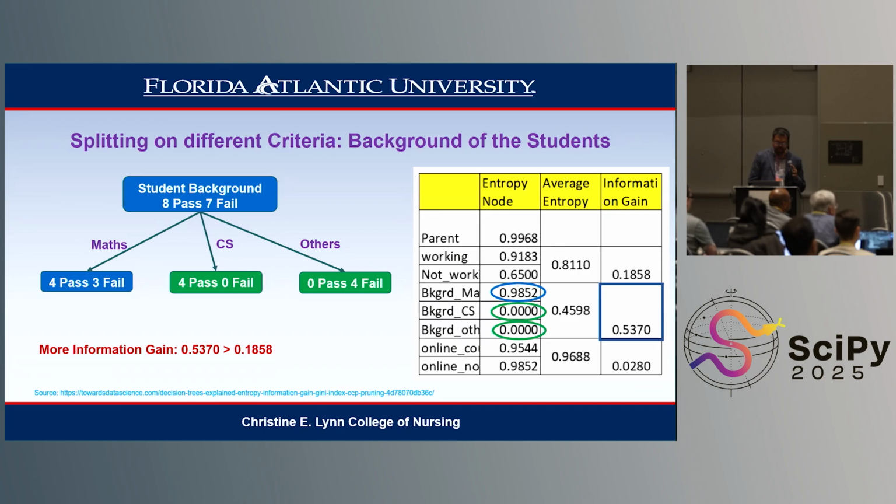And the entropy for this is 0.9852. But you then do a weighted average across all these 3 nodes, which you get over here, 0.4598. And you subtract these two, and you get 0.5370. So the information gain based on this split from the root node is much more compared to doing the splitting based on the working or non-working criteria. So we are going to choose this compared to any other.